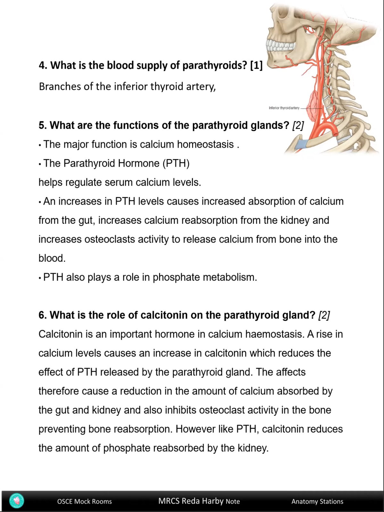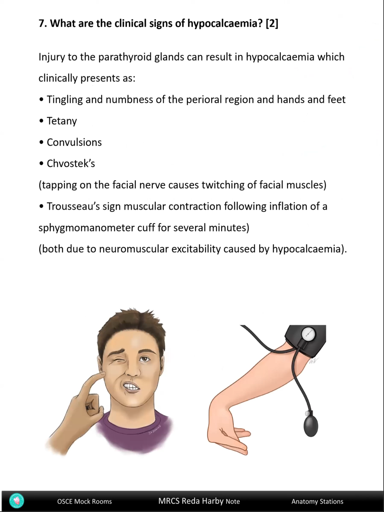Okay, so the next question is going to be the clinical signs of hypocalcemia. Chvostek's sign and Trousseau's sign. Chvostek's is tapping on the facial nerve, which leads to twitching, and Trousseau's is carpopedal spasm when you inflate the sphygmomanometer blood pressure cuff on the arm. Also numbness, spasticity, and paresthesia.